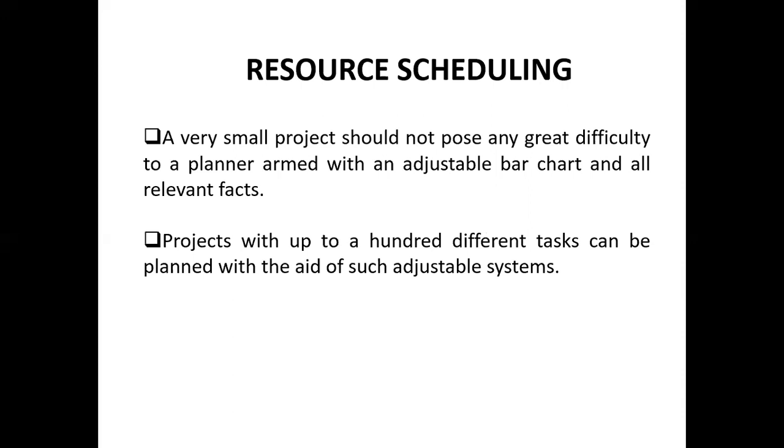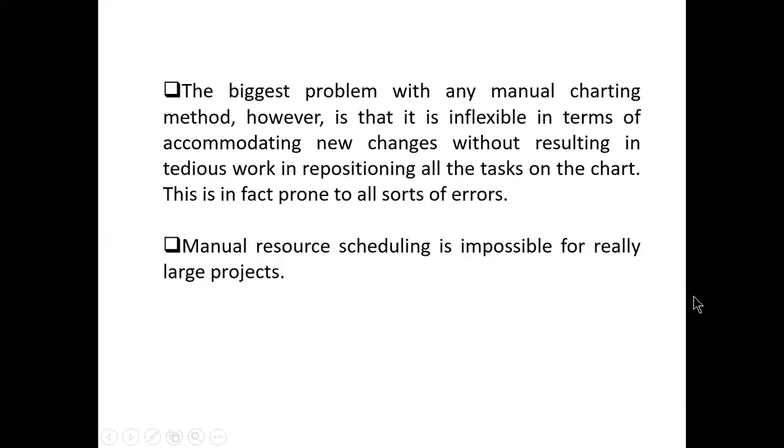So looking at the first point there, they're saying a very small project should not pose any great difficulty to a planner armed with the adjusted bar chart and other relevant facts. We agree. And projects with up to 100 tasks can be planned with the aid of what? Adjustable systems. So now the biggest problem is with any manual chart method. However, this is inflexible in terms of accommodating new changes without resulting in tedious work in positioning all the tasks on the chart. So this is where computers come in and do wonders.